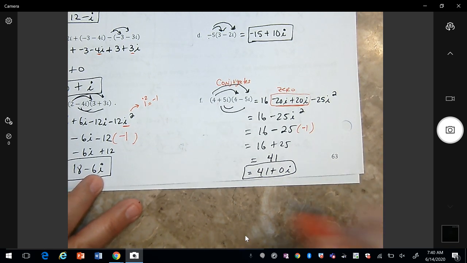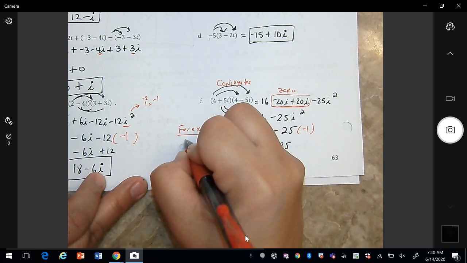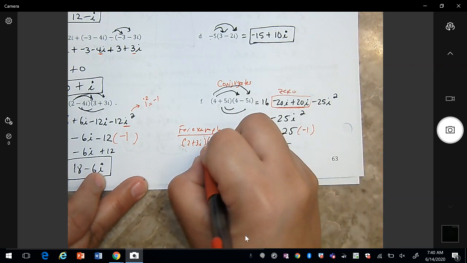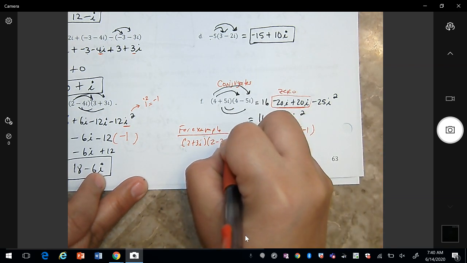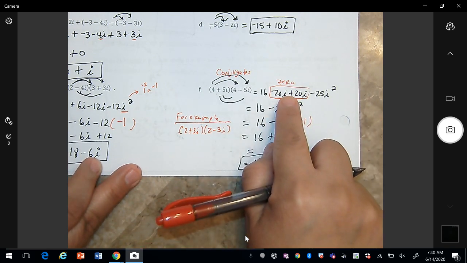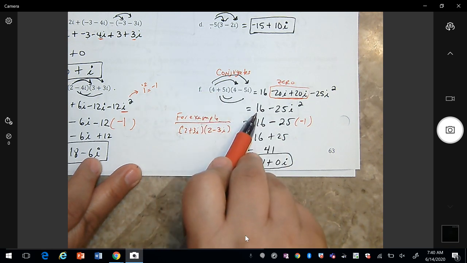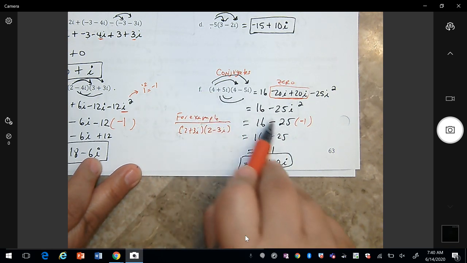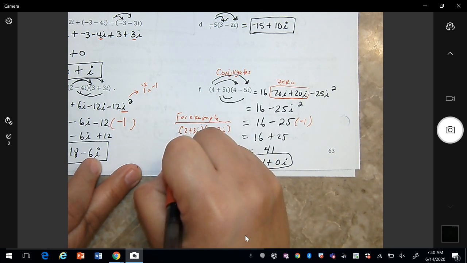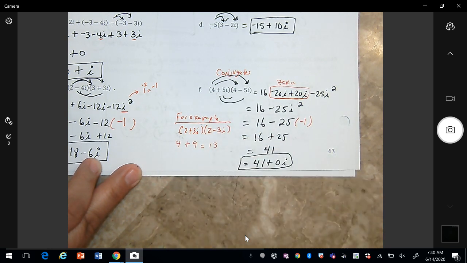And so what that means is, for example, if I had 2 plus 3i, then the conjugate is going to look the same, except I'm going to be subtracting. Since the middle terms cancel like this, then to get our answer, notice here that we squared the 4, gave me 16, and the square of 5 was 25. And so we could do the same thing. The square of 2 is 4, and the square of 3 is 9. So this is going to become 13.